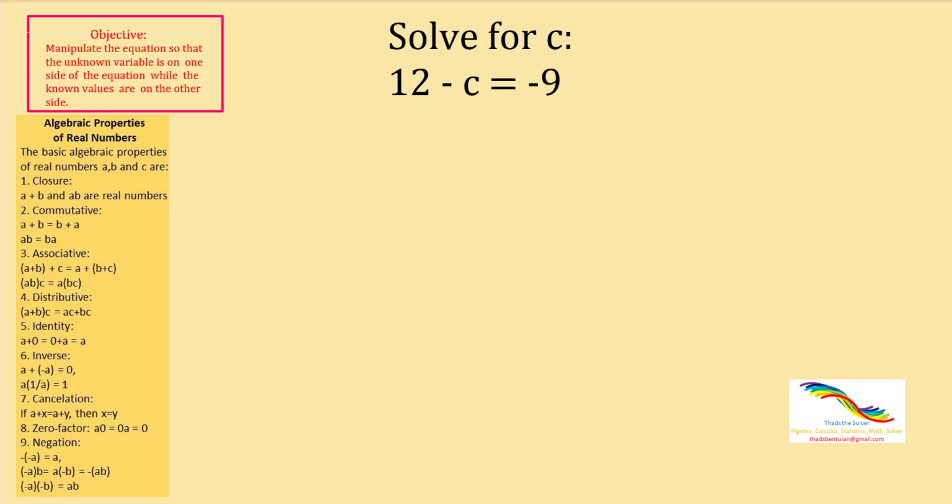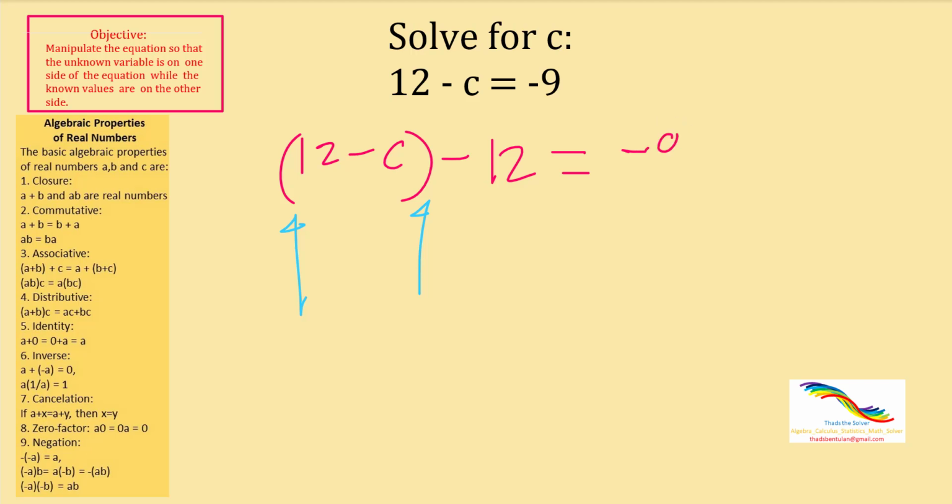So now that the board is clean, the first step is to subtract 12 from both sides of the equation. So this is 12 minus C minus 12. Don't forget the parentheses here, it will be easy for you to simplify the equation. Equals negative 9 minus 12.